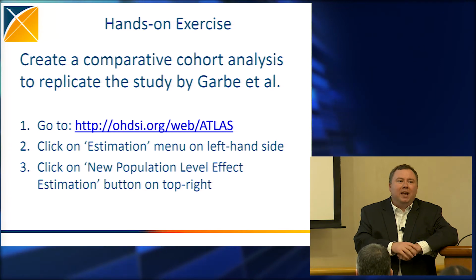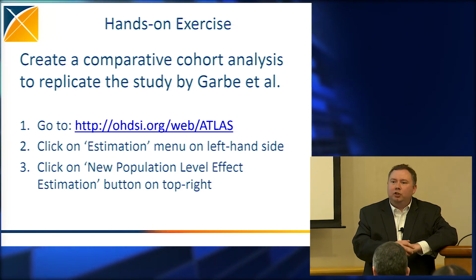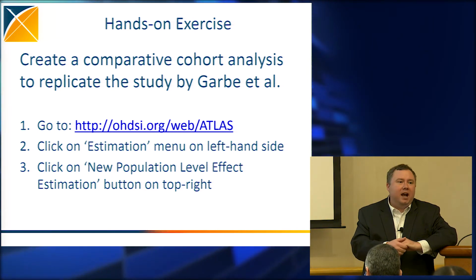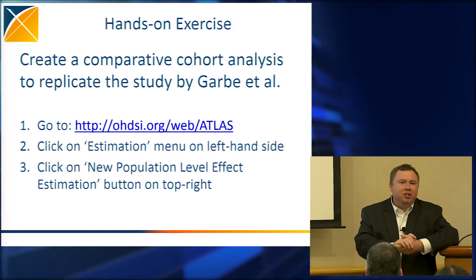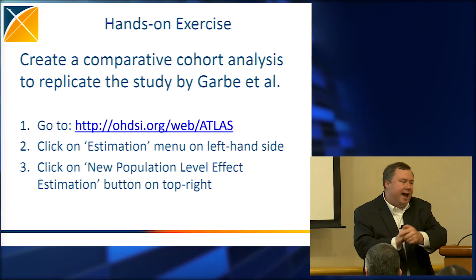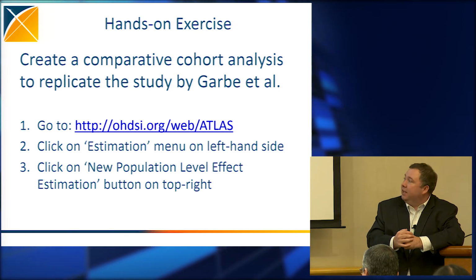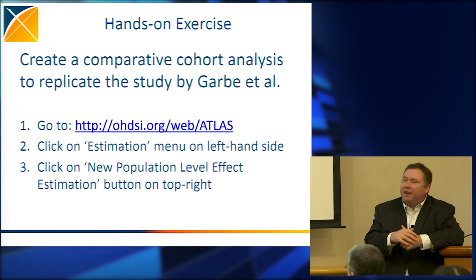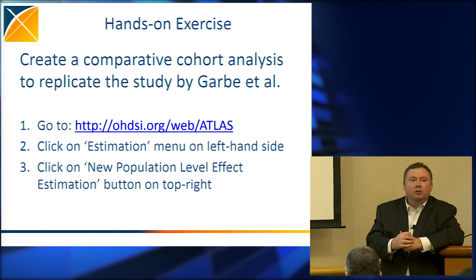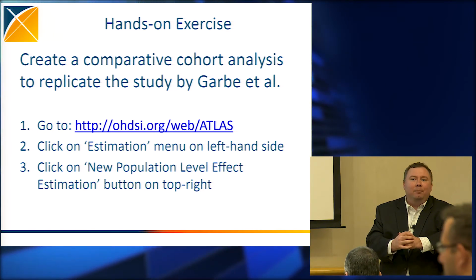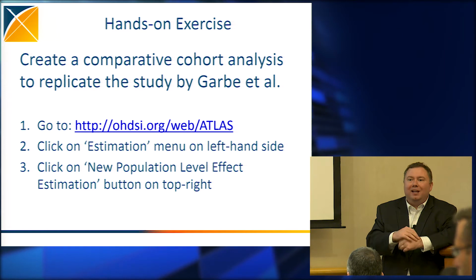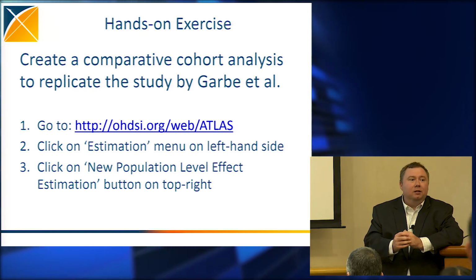Once you get into Atlas, you should be able to see on the left-hand side a tab that says Estimation. You should be able to just click on that. And then from there, in the top right-hand corner, you should see a button that says New Population Level Effect Estimation. Click on that, and that should open up a blank form where you are going to get to replicate this study.